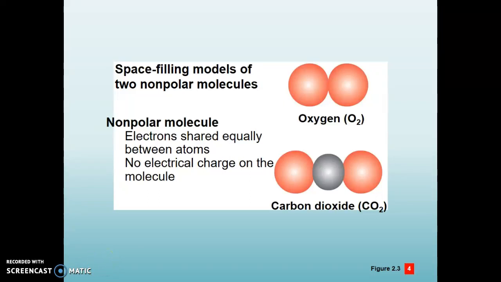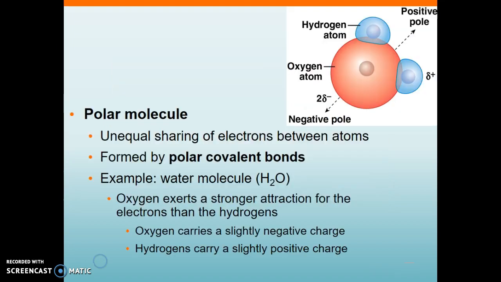You can see here molecules of oxygen and carbon dioxide. This type of model shows you that these molecules take up space. They're not flat, they take up space. Polar molecules are molecules that have charges.